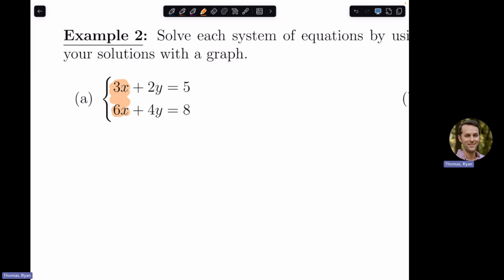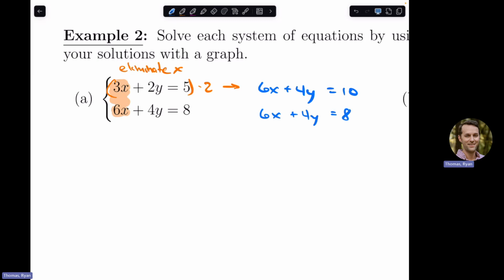Yeah, so we might kind of see it coming, right? But let's go into it. I'm going to eliminate x here. I'd multiply this by 2 to get the coefficients to match, right? We have 3. We're trying to match 6, so multiply by 2. So 6x plus 4y equals 10. And then when I copy the other equation over, 6x plus 4y equals 8.